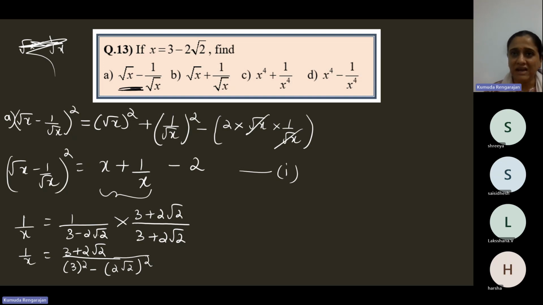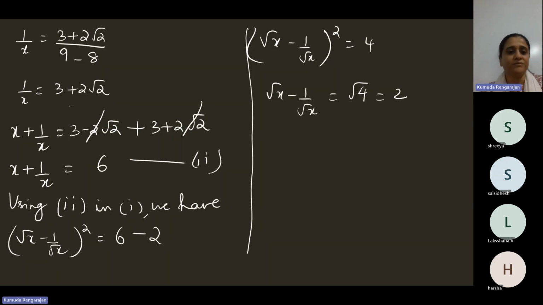The denominator of 1 by x is irrational. So rationalize the denominator using the conjugate. That's what you see here. So 1 by x is equal to 3 plus 2 root 2. Now we have 1 by x with a rational denominator, which is 3 plus 2 root 2 by 1. Okay. Now find the value of x plus 1 by x.